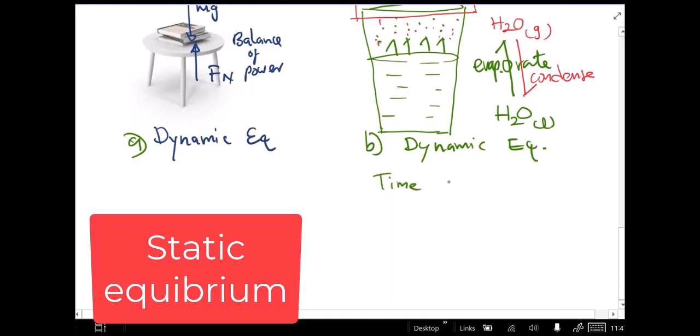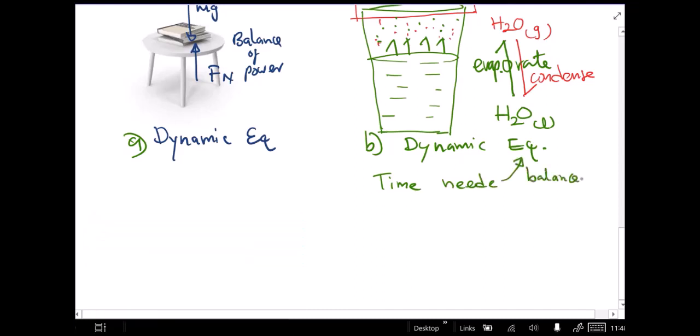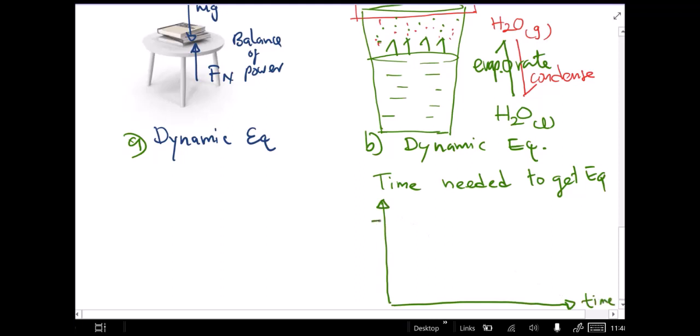So we have to look at them with the time needed to reach the equilibrium, or the balance of the reactants and the products. Okay, and so we're going to have a graph so that you can easily see the rate of evaporation versus the rate of condensation. We started with a very high rate of evaporation, and for another reaction you could use the molarity, but in this case we can just say number of particles, right?